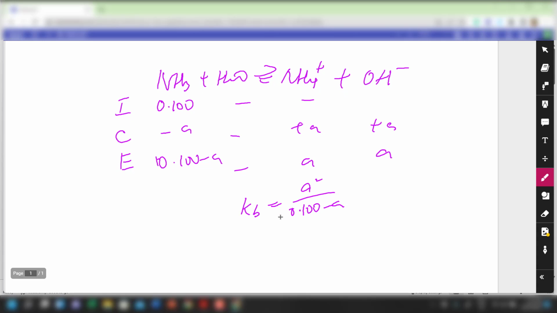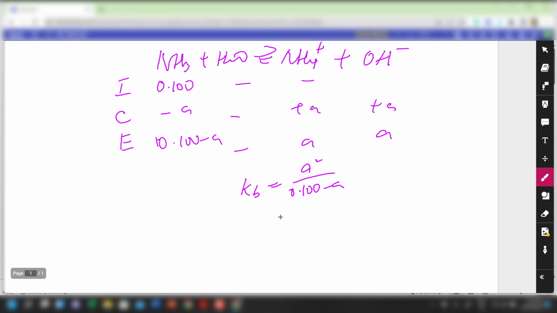We can actually perform an approximation here, which in most cases makes perfect sense, because we will assume a is much smaller than 0.100 moles per dm cube.